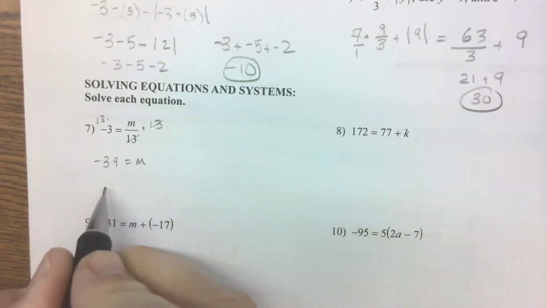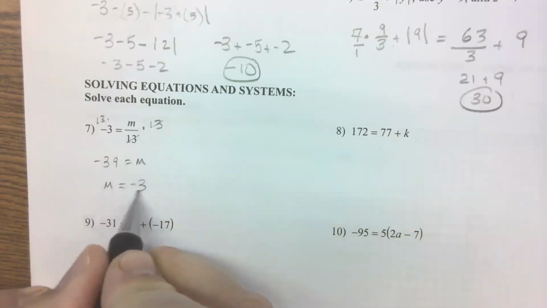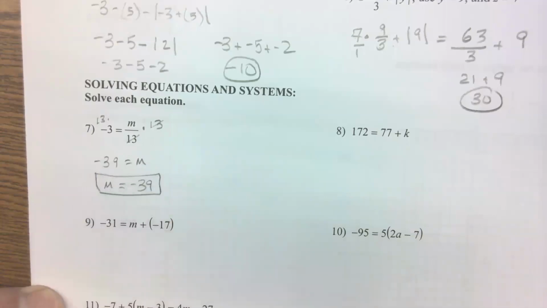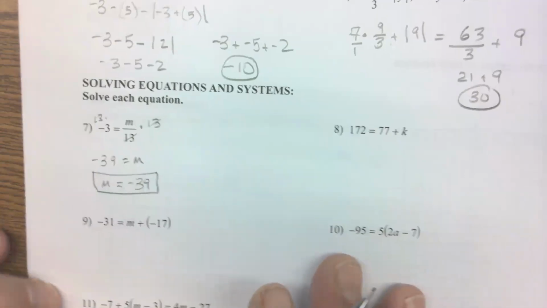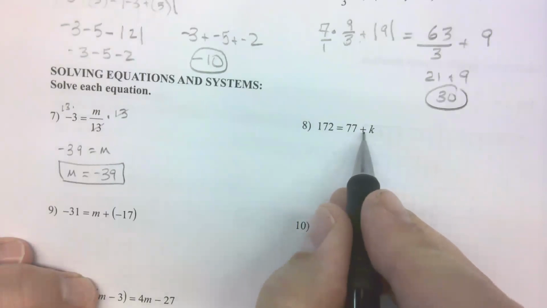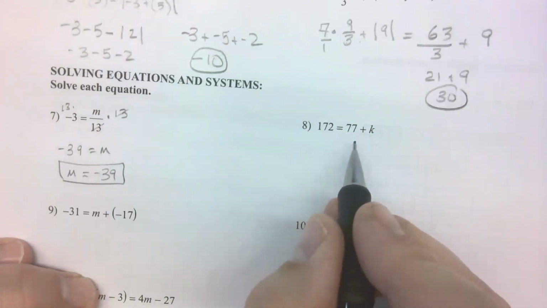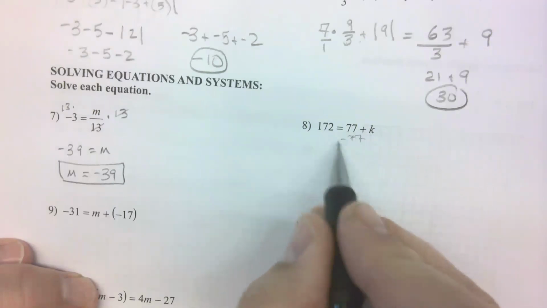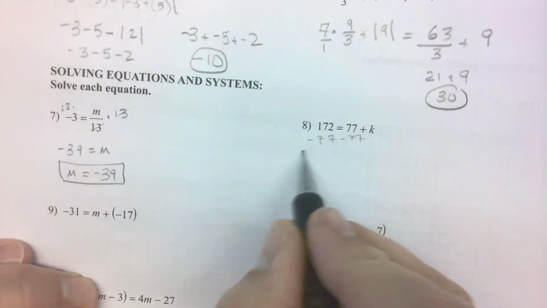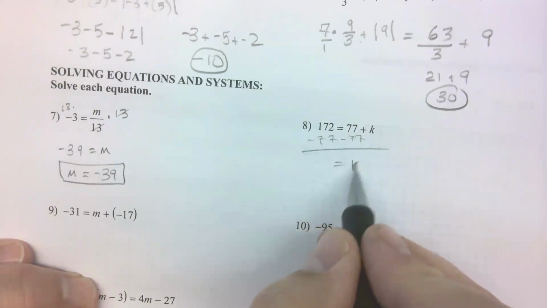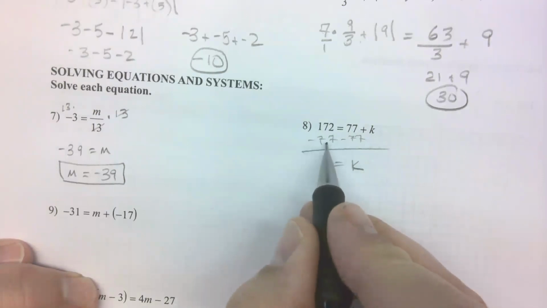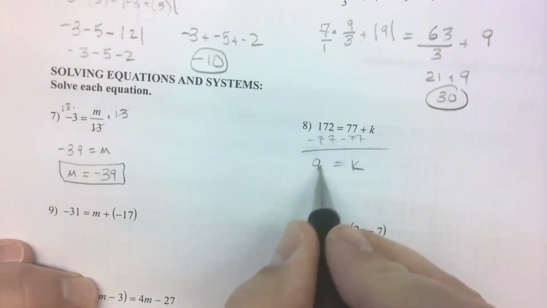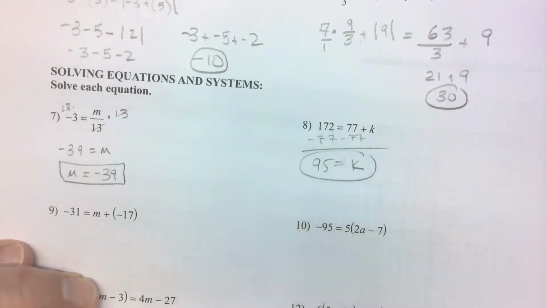I could leave it like this. I could also apply that symmetric property of equality that we've been dealing with and say that M is negative 39. Here, K is having 77 added to it. I need to do the opposite of that. So I'm going to subtract 77. If I do it to one side, I do it to the other side. So that leaves just a k on this side as I intended. And here it's 5 more into the 100, so that's a 95. So k is equal to 95.